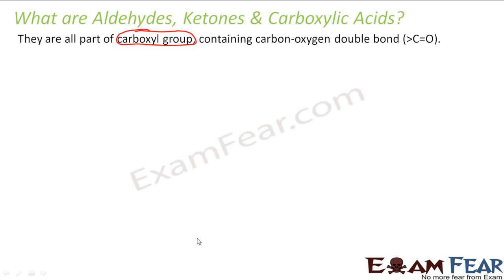That is something like this: C double bond O, and the other two bonds can be anything. It can be carbon, it can be hydrogen, we'll talk about this, or oxygen. The other two bonds can be carbon, hydrogen, oxygen, nitrogen. There are so many options, we'll explore these things. So let's understand all these aldehydes, ketones and carboxylic acids. They are all having a C double bond O.